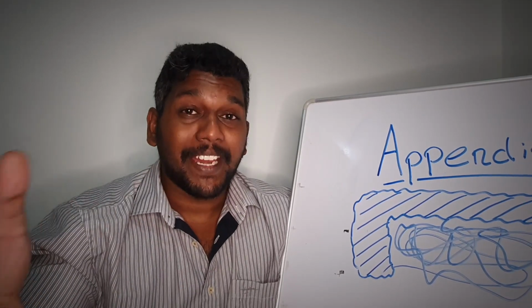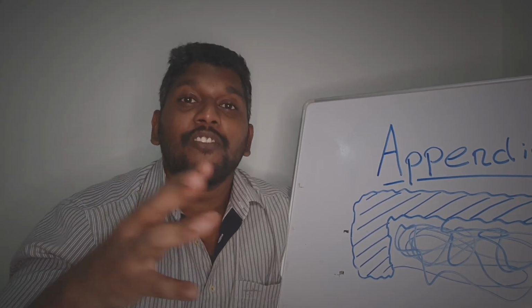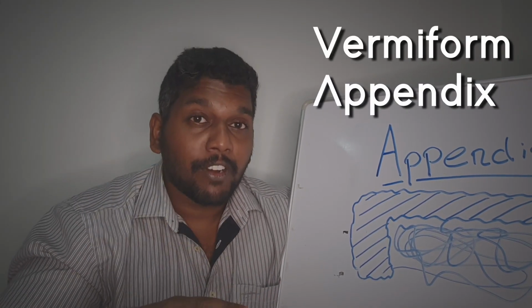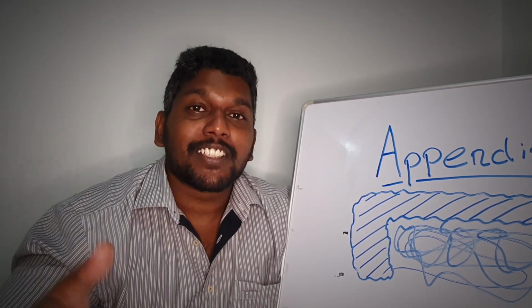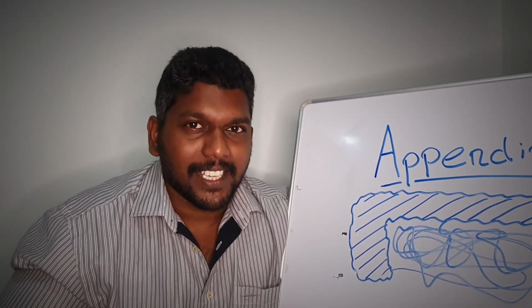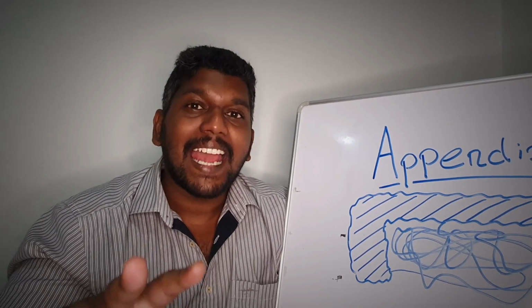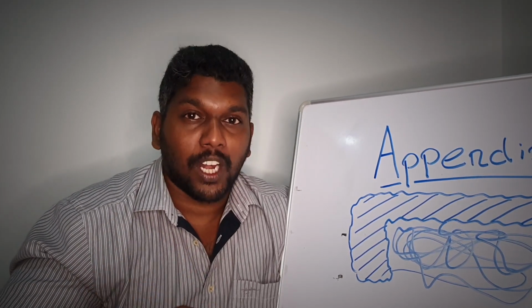So what is appendix? The scientific name for appendix is vermiform appendix. And vermiform literally means looks like a worm. That's because the appendix literally does look like a worm attached to your large intestine. It's around 8 to 10 centimeters long and it's attached to the beginning part of your large intestine.